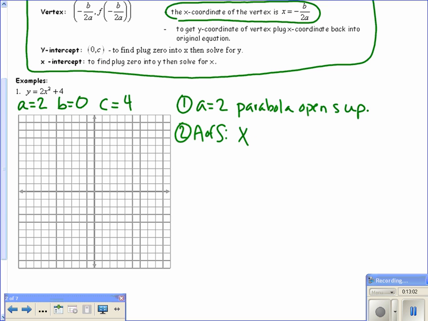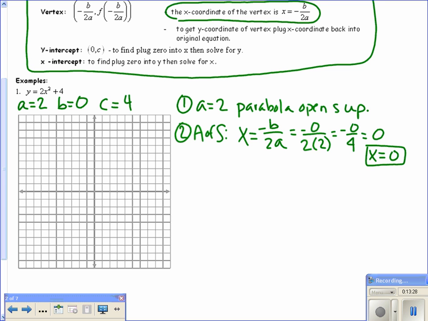To find the axis of symmetry, you use x equals -b over 2a. We have the variables a and b over here. a is 2, b is 0, so -0 over 2 times 2 gives me -0 over 4, which is just 0. So now I have the axis of symmetry, which is x equals 0. So that's the line of symmetry. And remember, x equals means you have a vertical line. Then the third thing I do when I'm graphing is find the vertex. So now we're going to find the vertex.